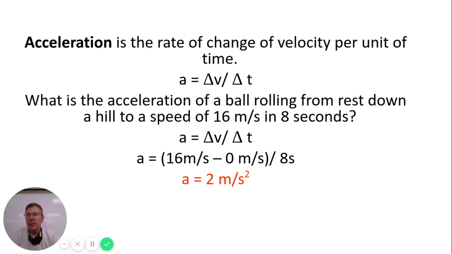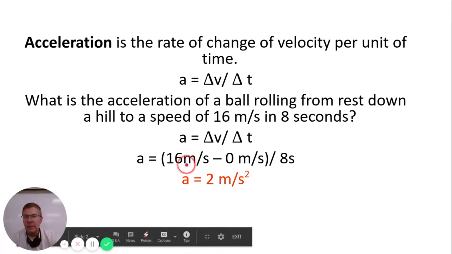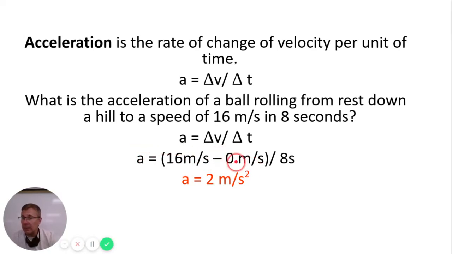Okay, so in this case, we have a ball rolling from rest to a speed of 16 meters per second. So our final speed is 16 meters per second. Our initial speed, 0. All right, 16 minus 0 is 16. Now, you notice that's going to be positive, right? Okay, positive acceleration because it's 16 minus 0. It's not the other way around. Like if it was rolling at 16 and then came to a rest, then it would be 0 minus 16, which would be a negative acceleration, right?